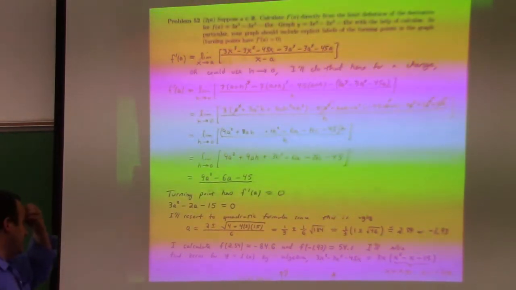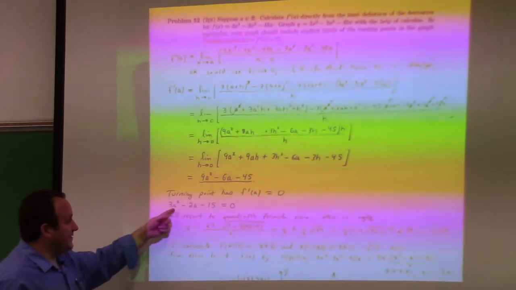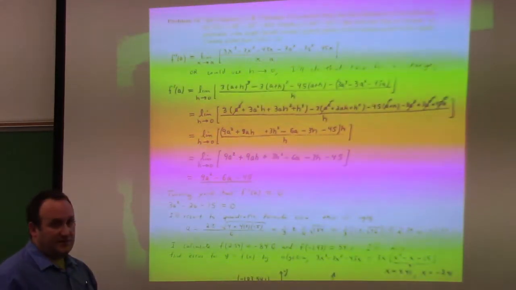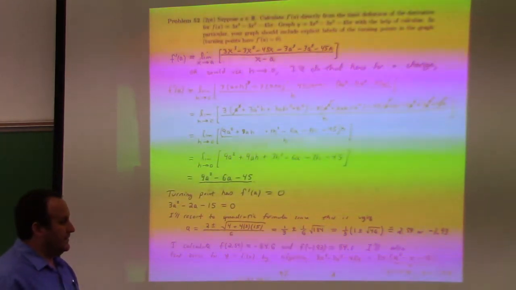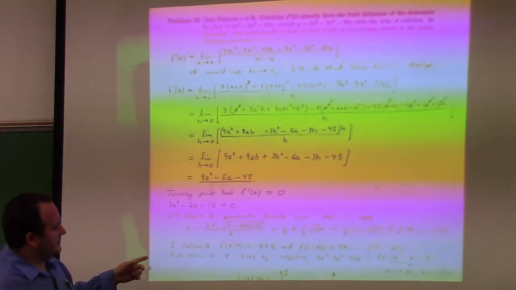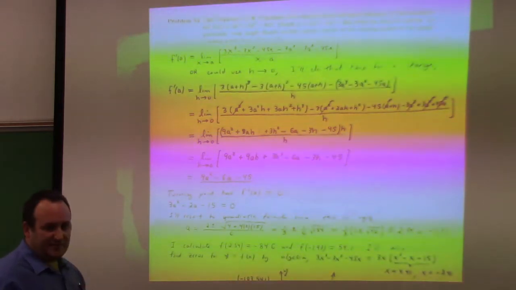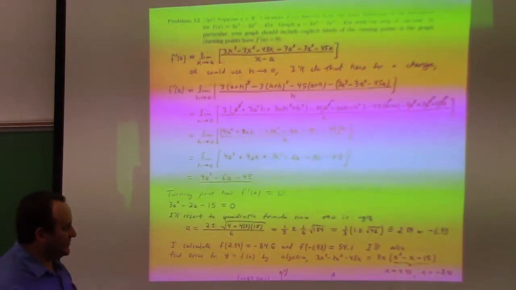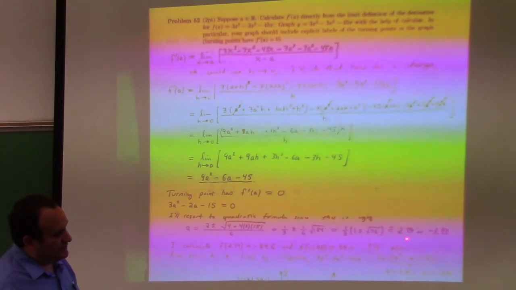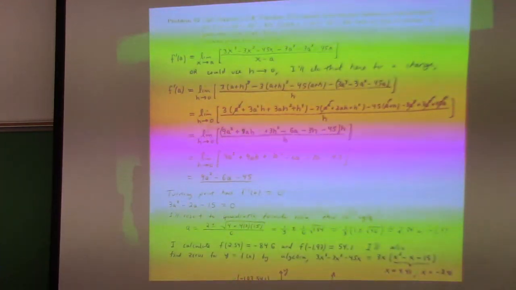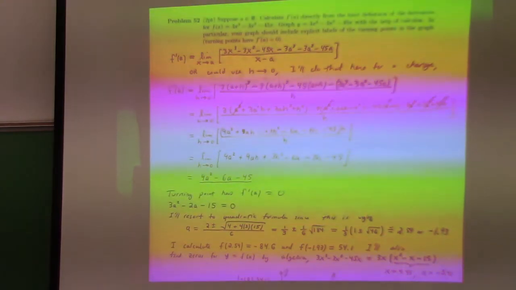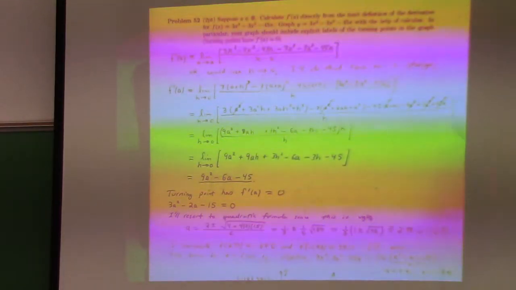Now for this one, that means solving this quadratic, 3a squared minus 2a minus 15 equal to 0, which sadly does not factor nicely. So I decided to use the quadratic formula because there's really nothing much to be gained by using another method. And that gave me 2.59 or minus 1.93. And so those are your turning points.